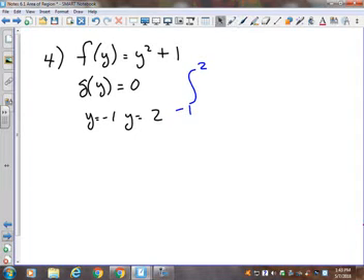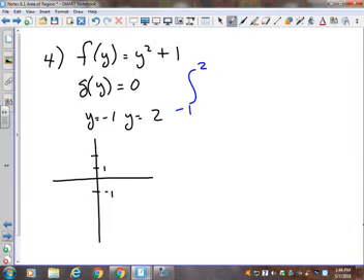Now, when we set up our axis work here, we know we're going from -1 up to 2. Everybody with me so far? And when I say g of y is equal to 0, that's a vertical line.